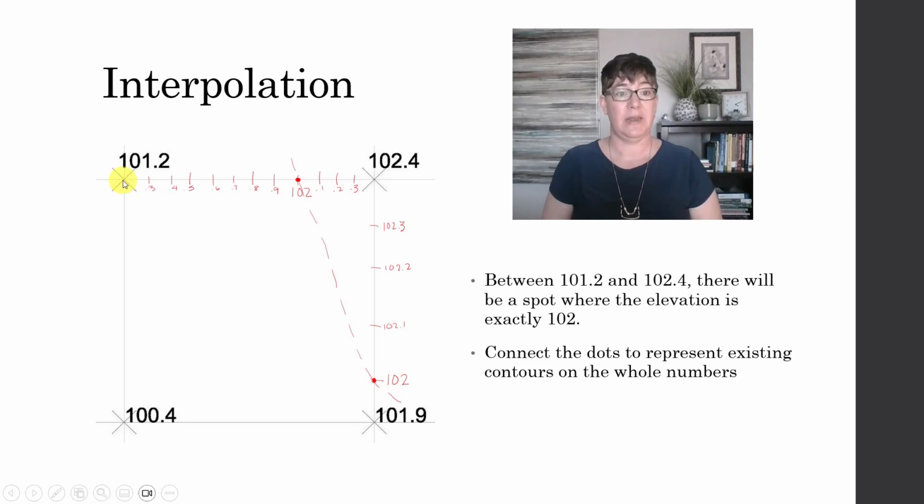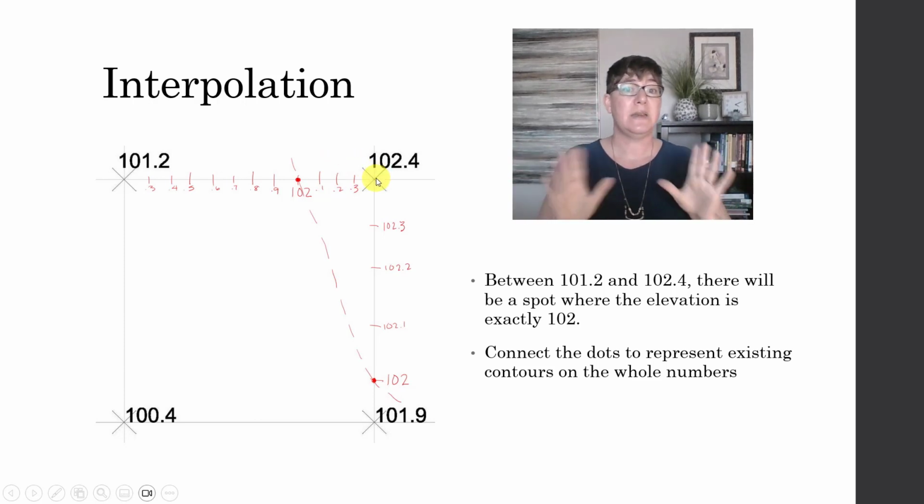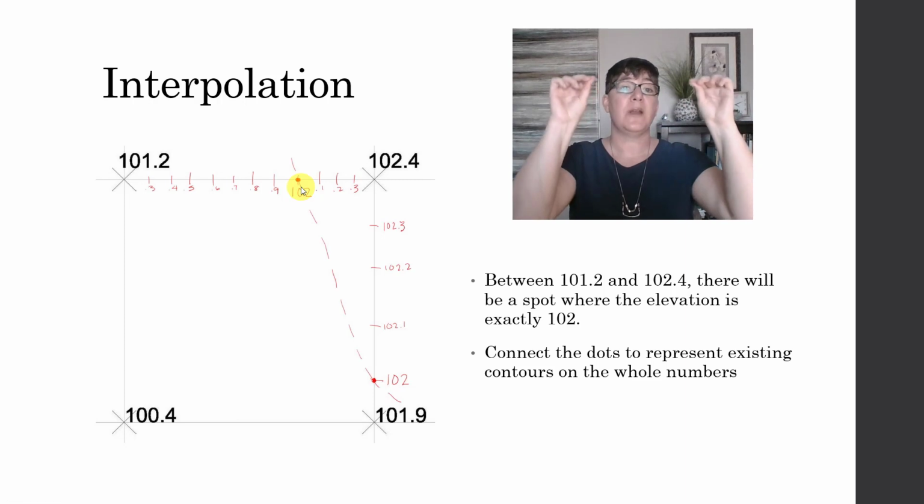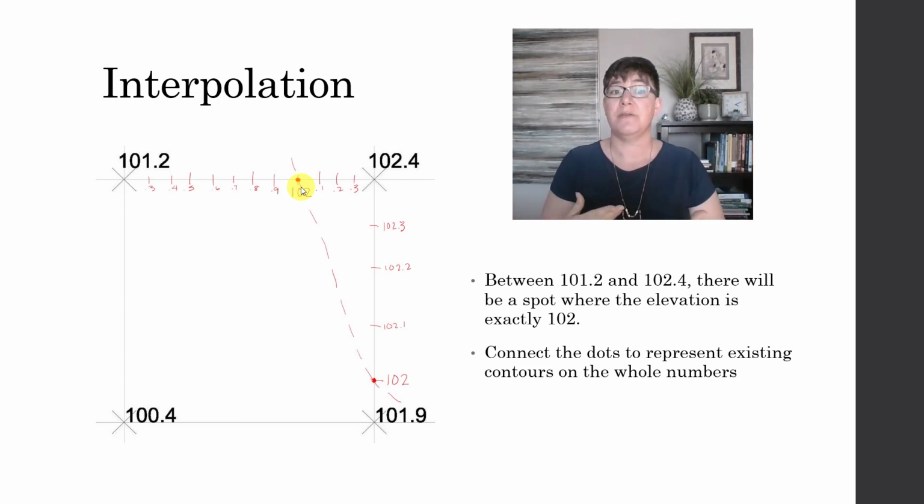You can see that we've done it here: 101.3, 101.4, 101.5, 101.6, 101.7, 101.8, etc. And 102, 102.1, 102.2, 102.3. There you go. So we divided it into 12 equal segments, and you can find which one of those is number 102. You'll do this for every pair of elevations on your map.